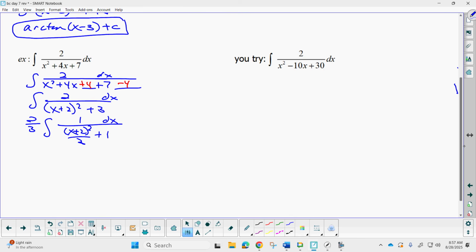U squared is x plus 2 squared. Is that a 3? Yeah. X plus 2 squared over 3. U is x plus 2 over root 3. Now we're getting in the sloppy territory. What's du?